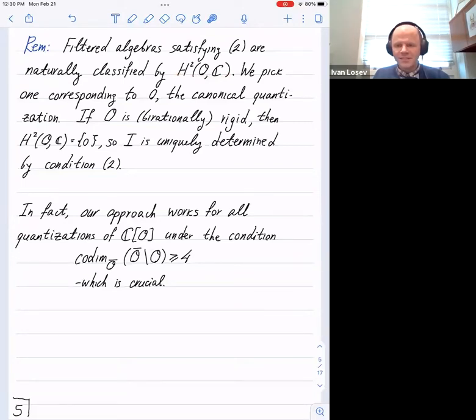Okay. All right. So in fact, our paper works for all quantizations, not just canonical ones. But somehow, for what we are doing, this codimension 4 condition is absolutely crucial. If one omits that, then we don't know how to classify things. Maybe a bit later I will elaborate on why. Okay, are there any questions at this point?